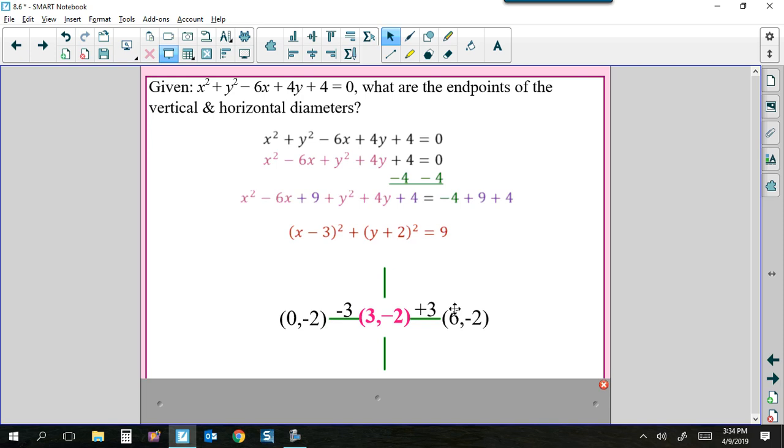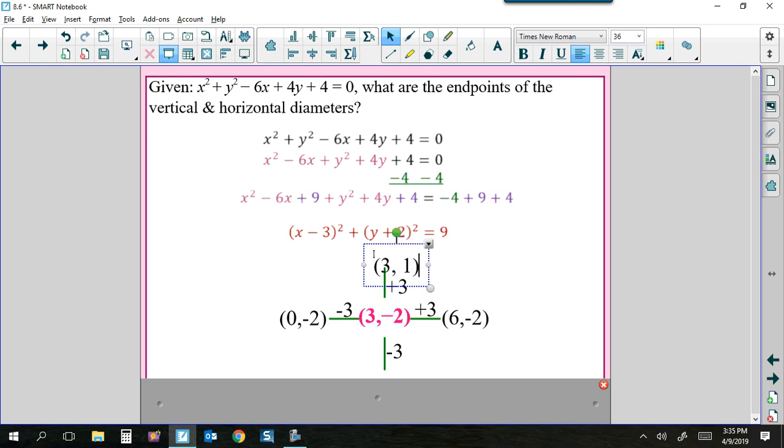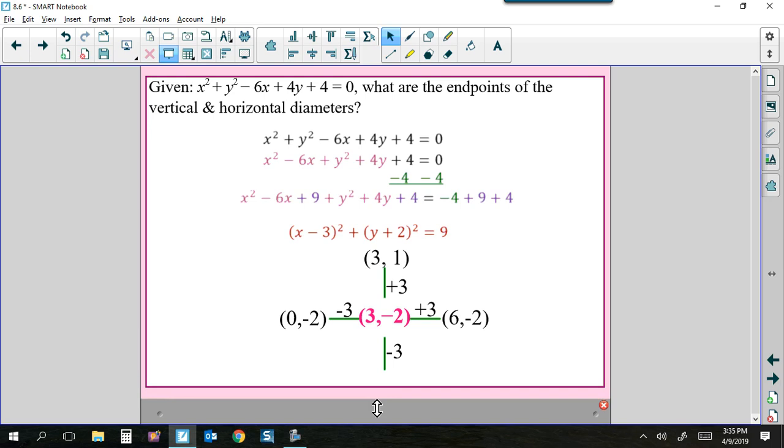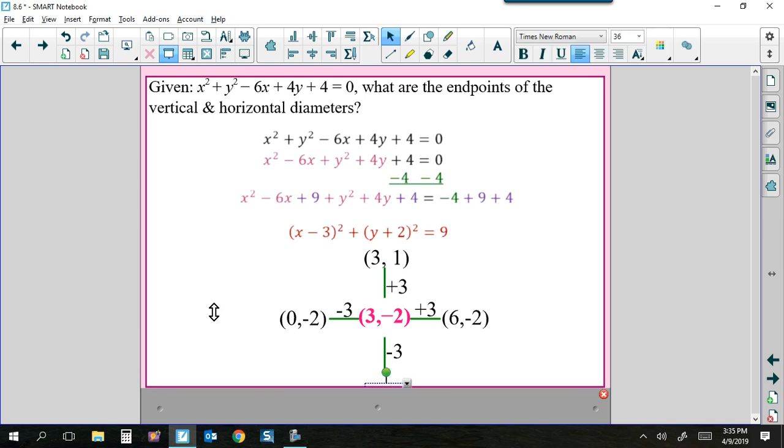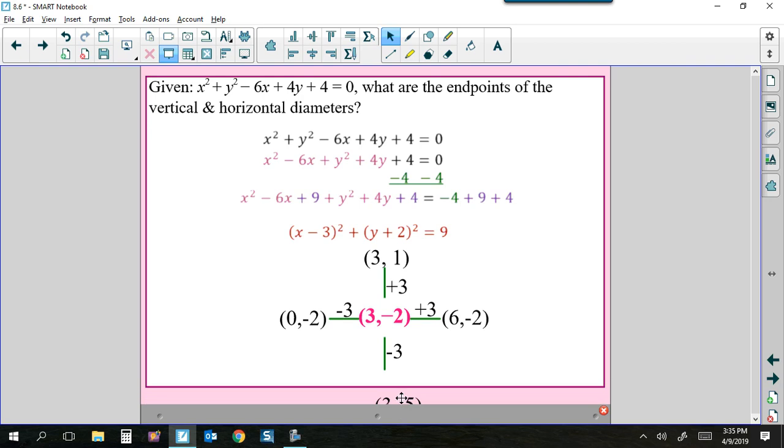So again, we're going 3 because that is our radius. Going up, I know, is positive. Going down, I know, is negative. What's going to change when I go up and down? Only my y. So 3 is going to stay the same. I just have to figure out what negative 2 plus 3 is. It's 1. So the top part, the highest point on my circle, is at 3, 1. And then lastly, the lowest part is going to be at 3, negative 5. There we go. And that's it.